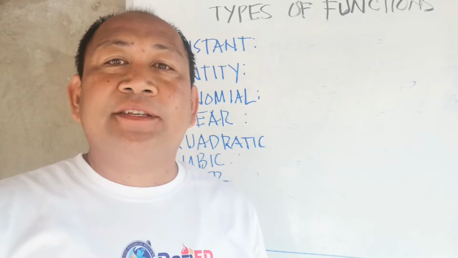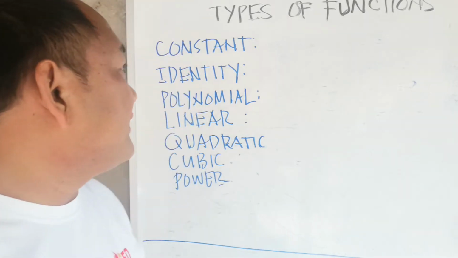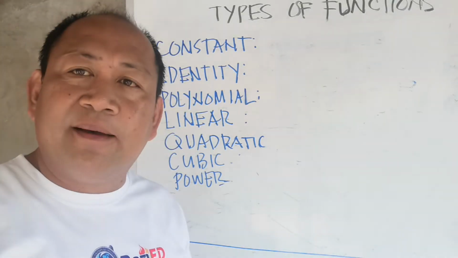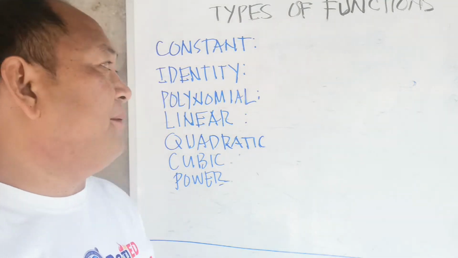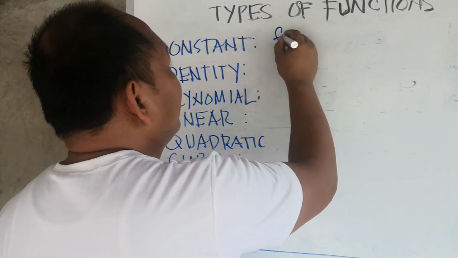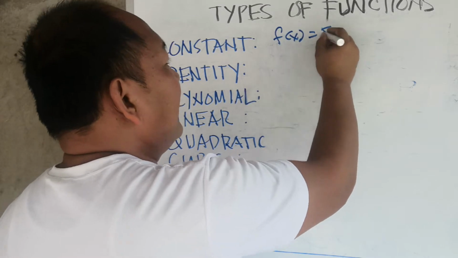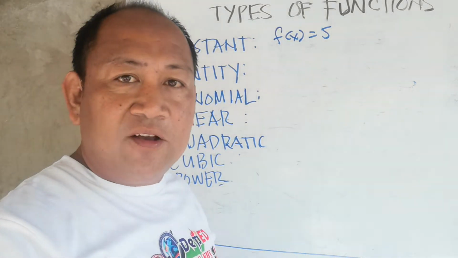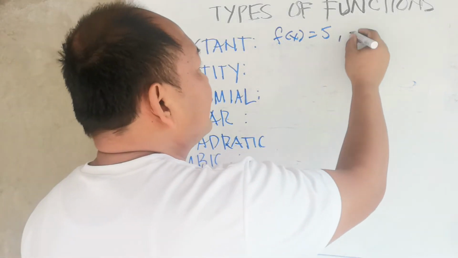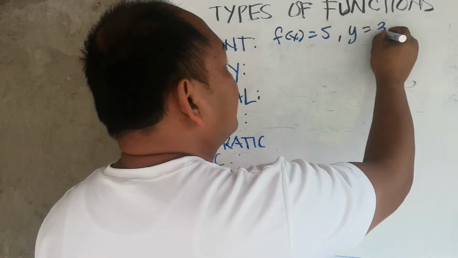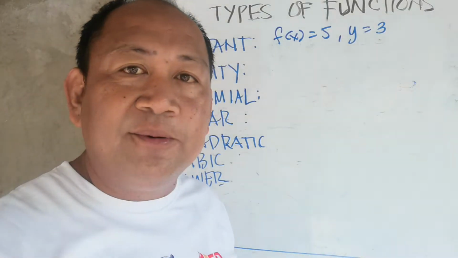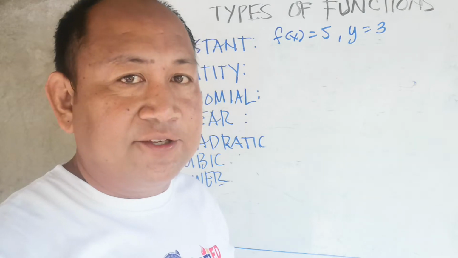So maybe start with the first one, and that is constant function. What are examples of constant functions? We have f of x equals 5, that is an example of a constant function. Another example, y equals 3, that is also an example of a constant function.